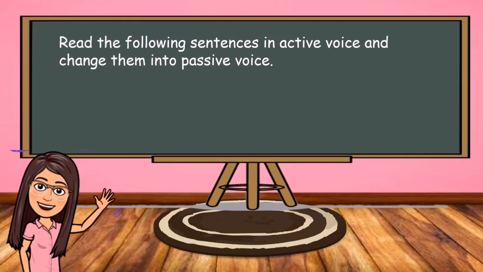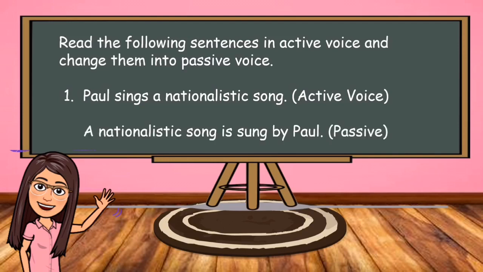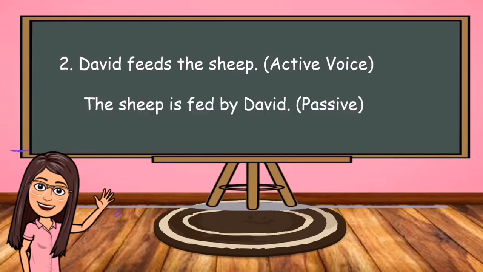Let's begin. Paul sings a nationalistic song. Change this into passive voice. Very good. A nationalistic song is sung by Paul. Number 2. David feeds the sheep. Correct! The sheep is fed by David.